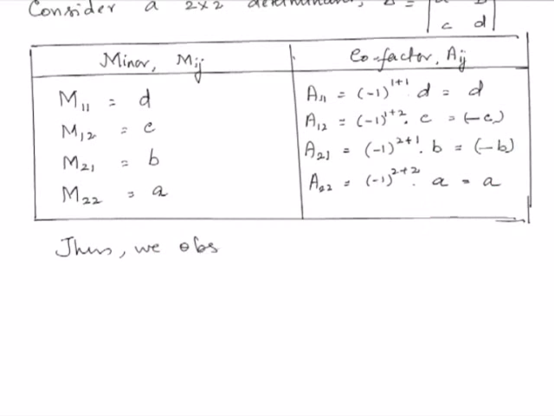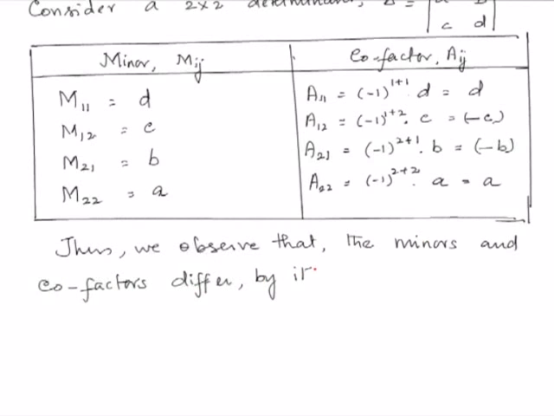Thus, we observe that the minors and the cofactors differ only in their sign, also only in the alternate positions. So we will have to be very careful when we are writing the minors and cofactors. Now you would have noticed that it's very simple when it is done in a 2 by 2 matrix. Let us do a 3 by 3 matrix and understand much better.